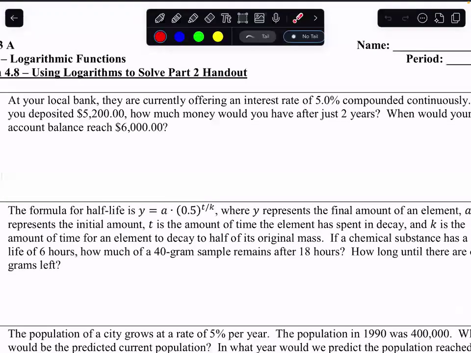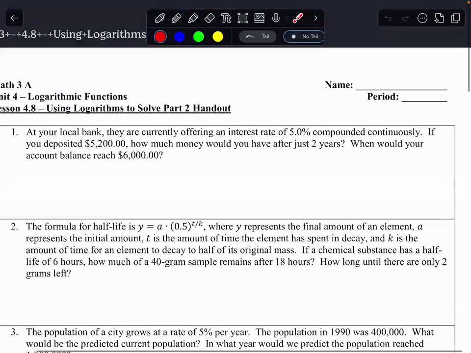Okay, your bank is offering a 5% interest rate compounded continuously. So there's actually two different questions here, right? The first question: if you deposited 5,200, how much money do you have after 2 years? And then a separate question is, when would your account balance reach 6,000?